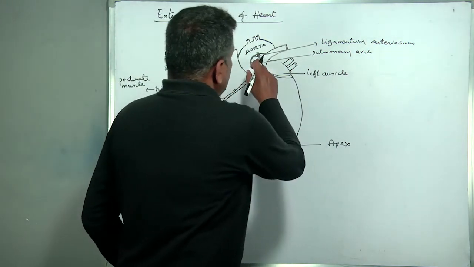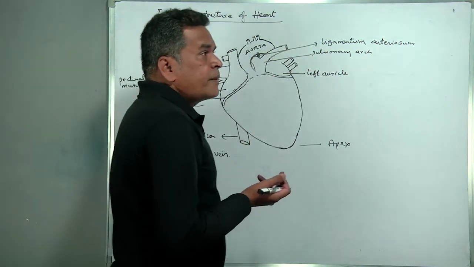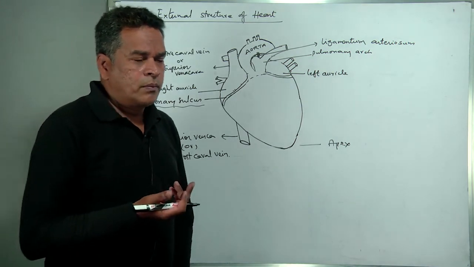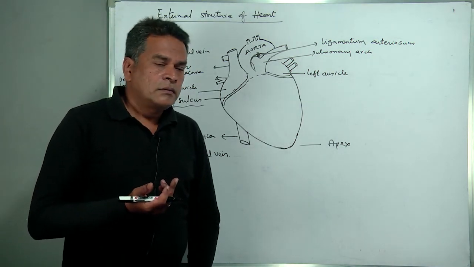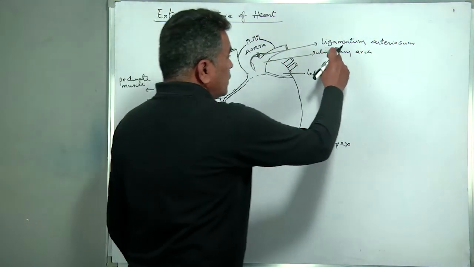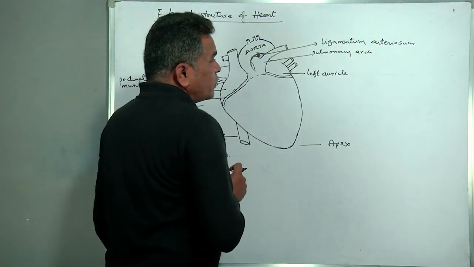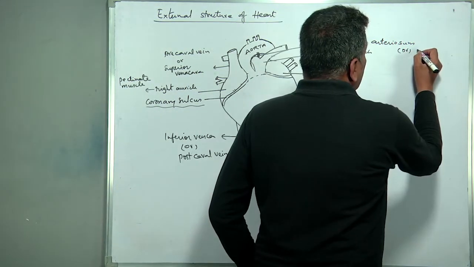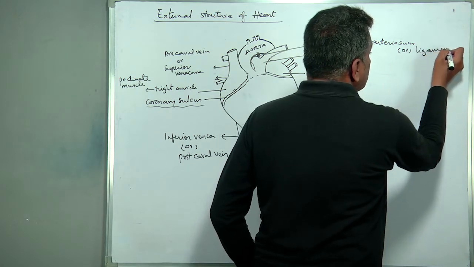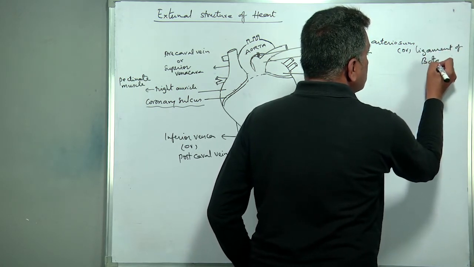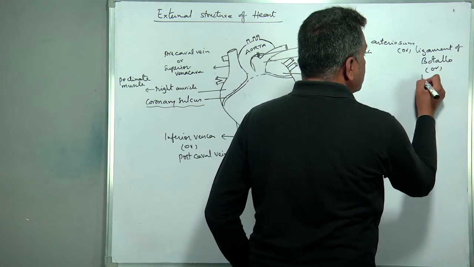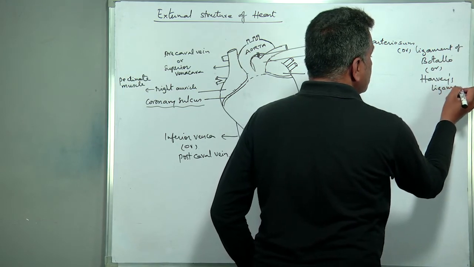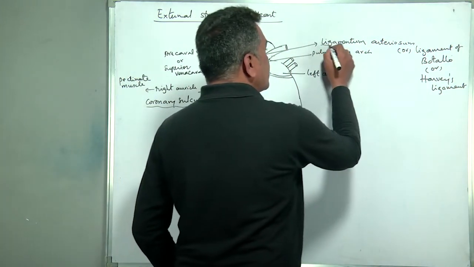And you find here this becomes, that means to bypass the lungs, to bypass the pulmonary circulation. That is the function of the ligamentum arteriosum. Ligamentum arteriosum is otherwise called the ligament of Botallo, or Harvey's ligament. These are different terminologies we use for the ligamentum arteriosum.